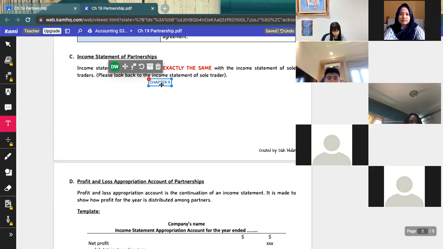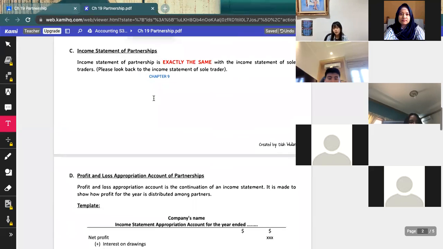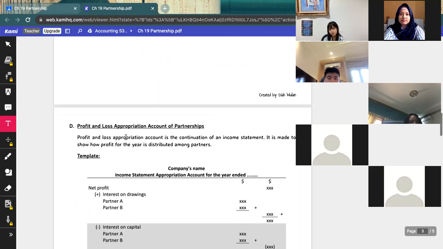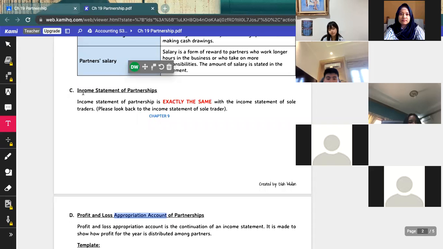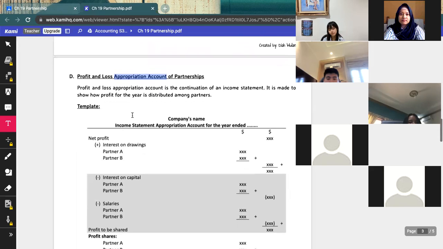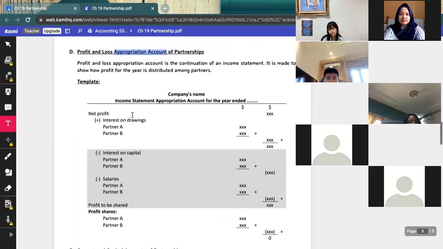Okay, so income statement, solved. Now, after the income statement, instead of continuing to the SOFP or statement of financial position, we must prepare the appropriation account first. What is actually appropriation? This is about how the profit will be distributed among partners. Yeah. So after we have net profit from the income statement, we will distribute the profit to the partners. Okay. And this is how we distribute the profit.